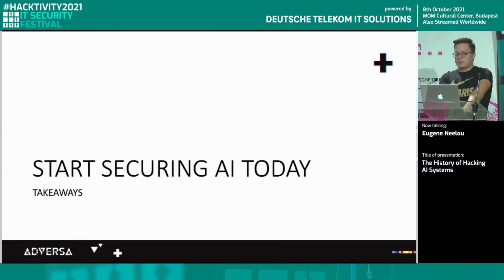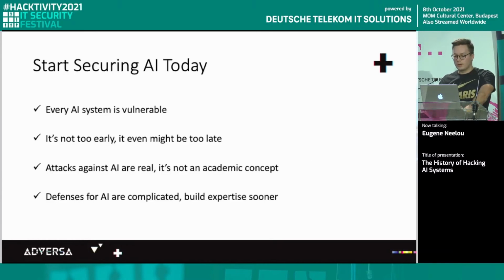All right, so we can see that adversarial machine learning is kind of a hidden threat, but it can bring a lot of chaos. And I believe that securing AI systems is one of the biggest challenges of the next decade in the cybersecurity field.